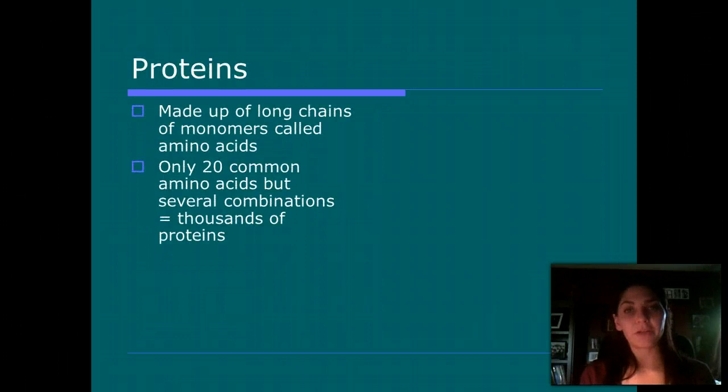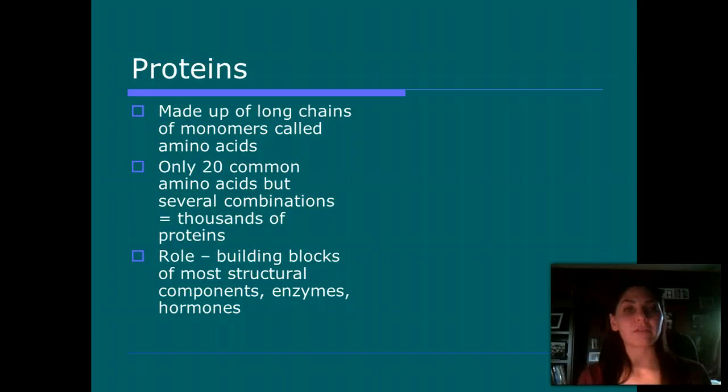The next biomolecule we're going to discuss are proteins. Proteins are made up of long chains of monomers called amino acids. There are 20 common amino acids, but several combinations can build thousands of proteins. Kind of like we only have 26 letters in the alphabet, but out of those 26 letters, we can form hundreds of thousands of different words.